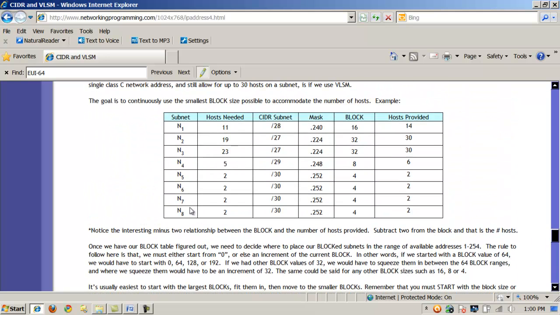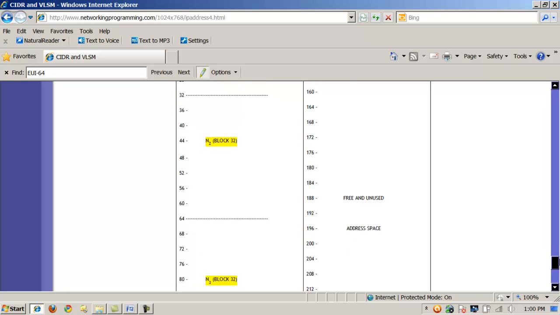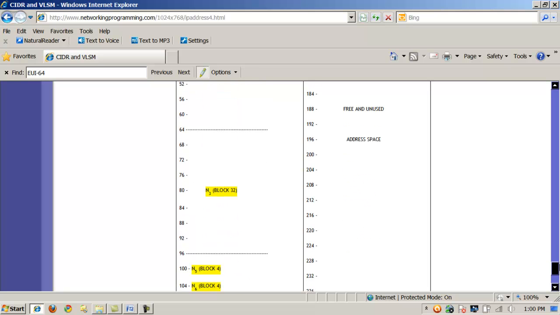What's my largest block? My largest block would be 23. There's 23 hosts here, so network 3 is really the one that I want to place first. Now, I have to build that on a block value of 32. So I have to at least start at 32 or a multiple thereof. I couldn't start at like 15 or 7 or something like that. So N3 is the first one that I want to place.